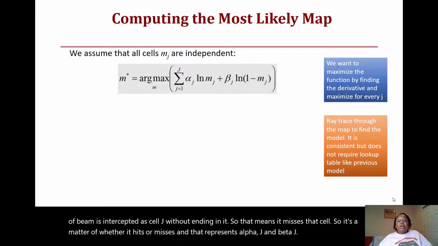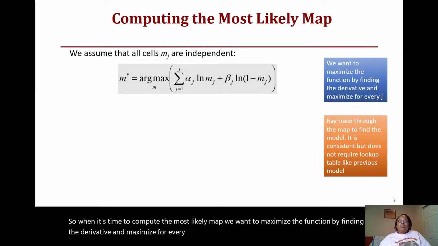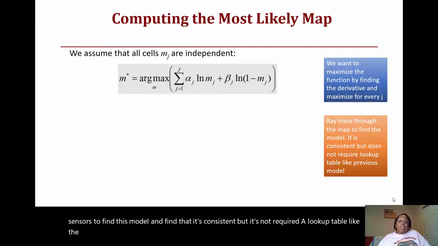So when it's time to compute the most likely map, we want to maximize the function by finding the derivative and maximize for every j. So we can use the ray traces through the map from our sensors to find this model and find that it's consistent, but it does not require a lookup table like the previous model. You're just going to find the derivative.